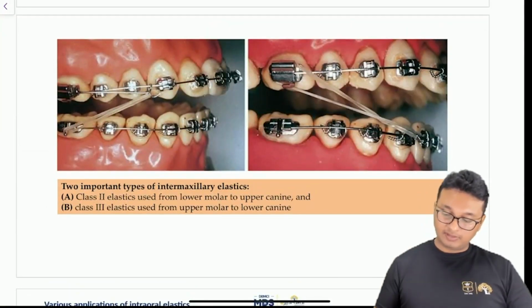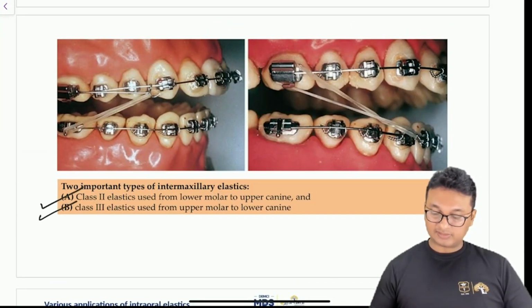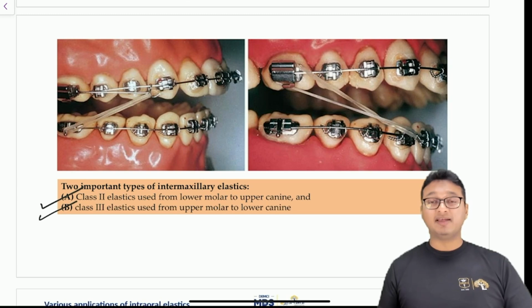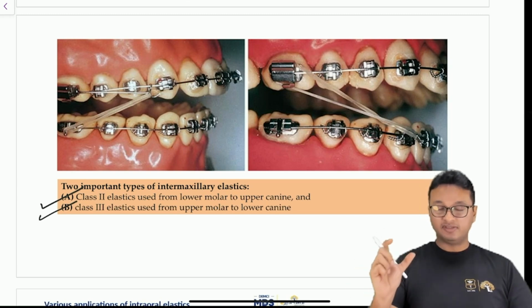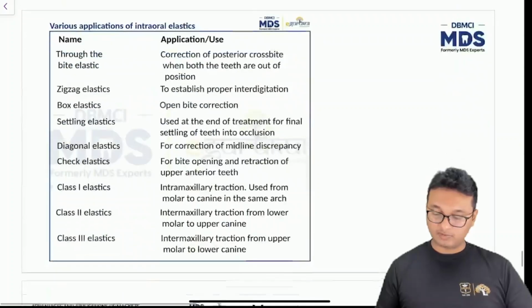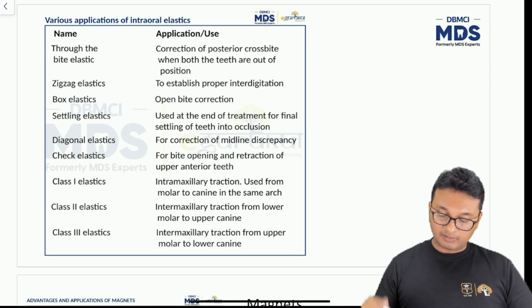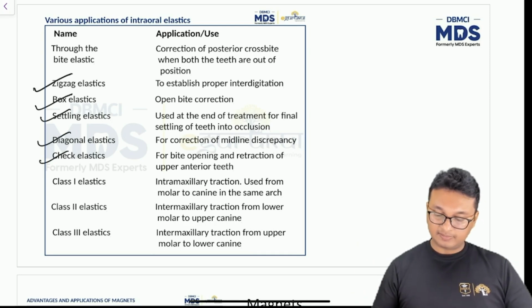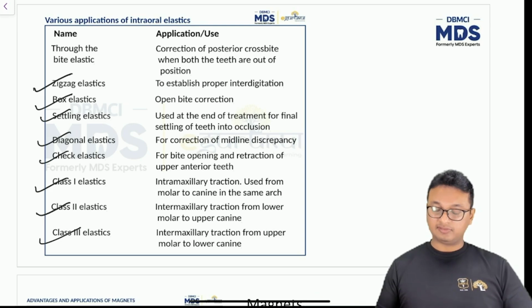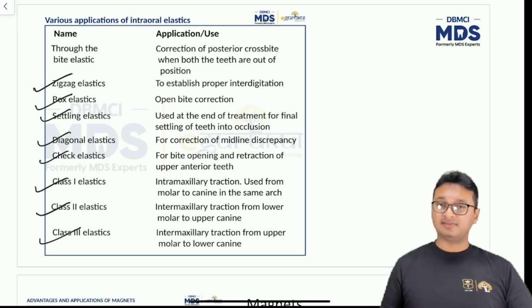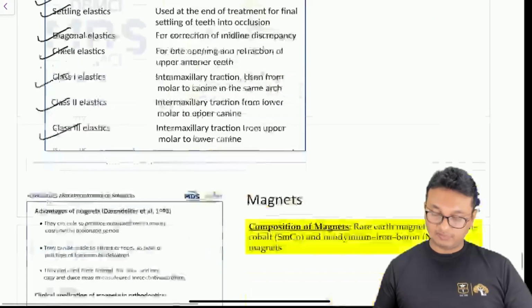Now we have talked about earlier, class 2 elastics and class 3 elastics are types of intermaxillary elastics which take this which is named as Baker's anchorage. We have talked about that earlier. Now, what are the various applications of elastics? We have talked about it earlier: zigzag elastic, box, settling, diagonal, check elastics, class 1, class 2, class 3 elastics. So all these different configurations of elastics have different purposes. You can read that in the box given below.